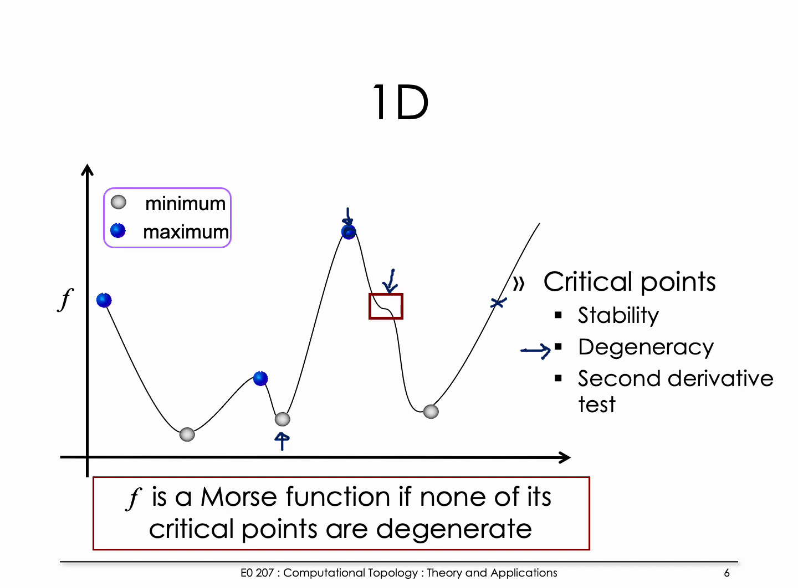So here is the definition. The function f is a Morse function. I have not stated a few properties here. We assume that we are always talking about differentiable functions. So f, a differentiable function, is called a Morse function if none of its critical points are degenerate. So that's the definition of a Morse function.